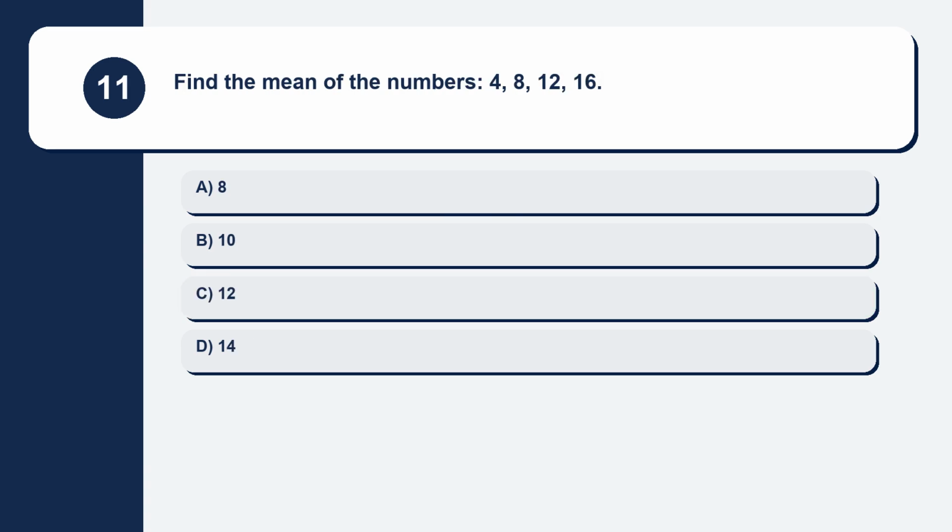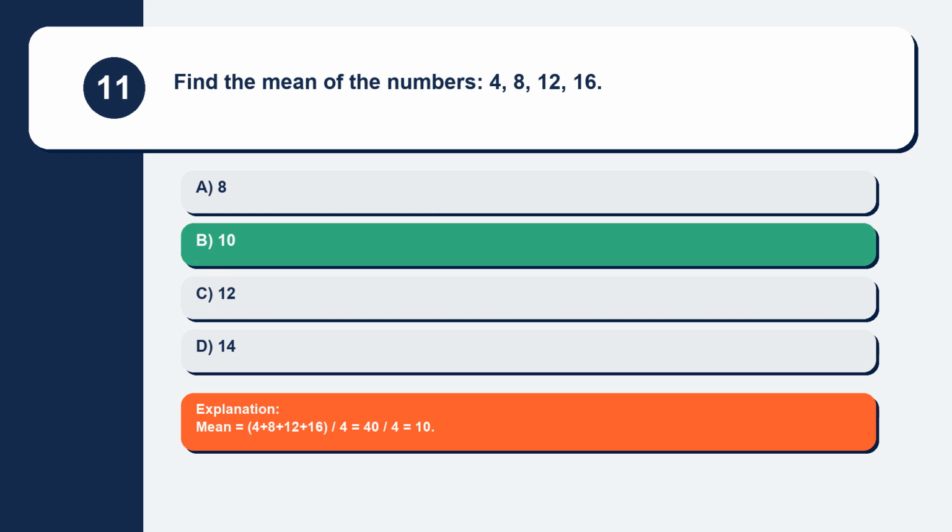Question 11. Find the mean of the numbers 4, 8, 12, 16, 8, 10, 12, 14. Mean equals 4 plus 8 plus 12 plus 16 divided by 4, equals 40 divided by 4, equals 10.